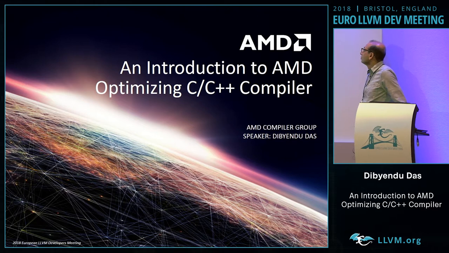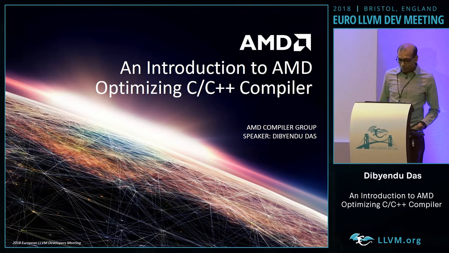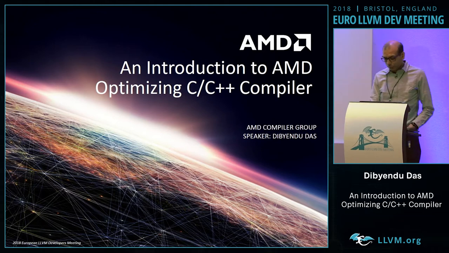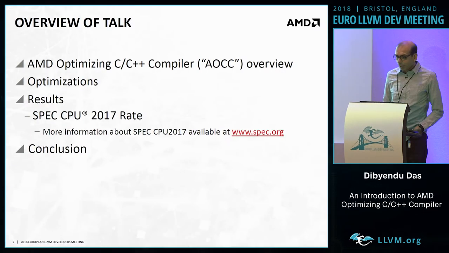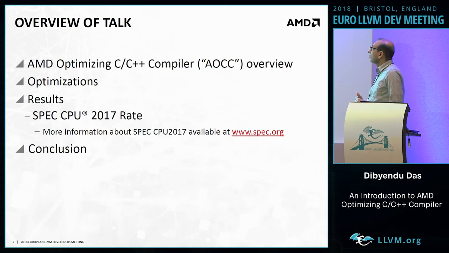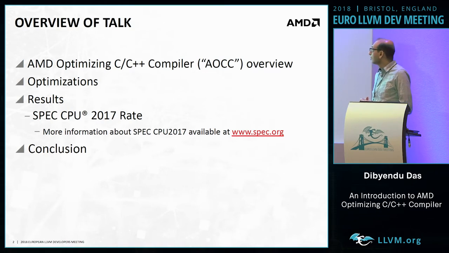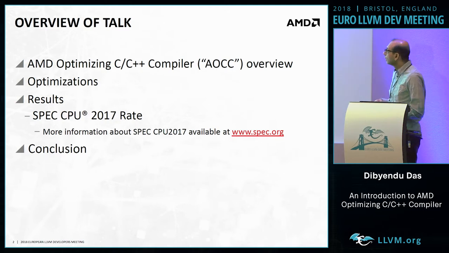I'll be talking about the AMD C++ optimizing compiler, which is a new compiler we have developed over the past few years. This is the overview of the talk, the AMD optimizing C++ compiler, in short, known as AOCC. I'll give an overview of what we have been doing in AOCC and LLVM in particular.